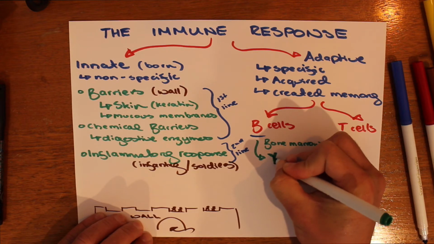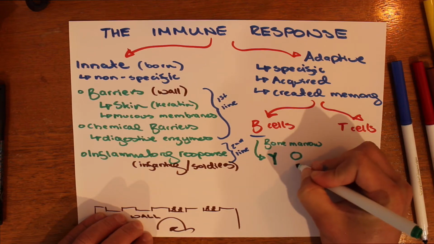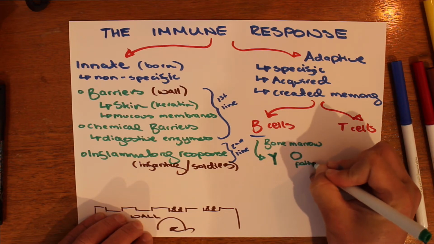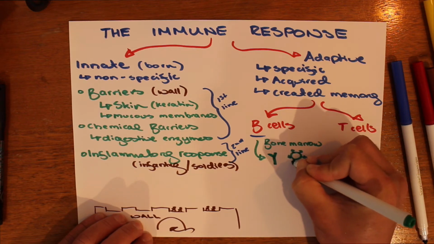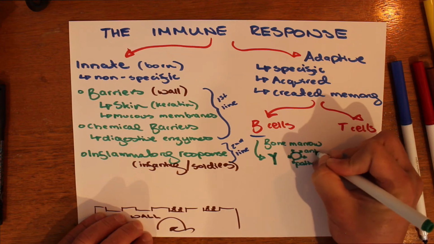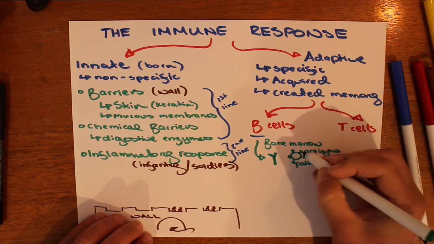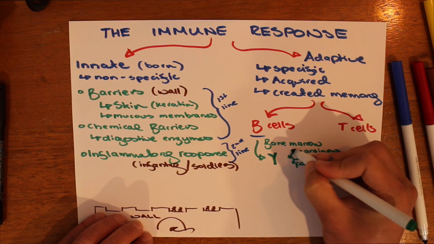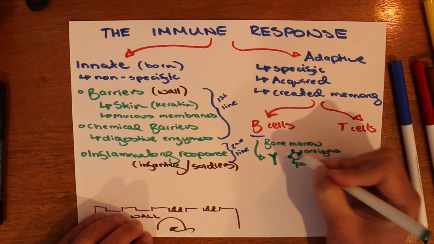And we said that's this Y-shaped feature, and they're produced in response to, say, a pathogen, say this bacteria or this virus, which has these proteins on the outside called antigens. And so when we're first exposed to that pathogen, we see that these proteins are foreign, and so these B cells produce antibodies in response to them.